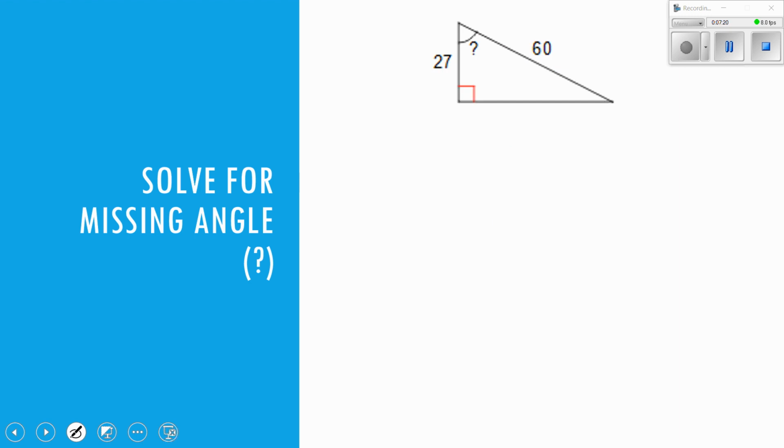And again, one last one to solve for a missing angle. You mark your angle, label your sides O, A, and H. Here's my opposite, here's my adjacent, here's my hypotenuse. Determine what trig function you're using. I have A and H labeled, which tells me it's going to be cosine. Cosine of my angle is equal to adjacent over hypotenuse.